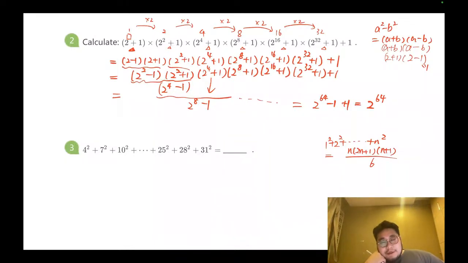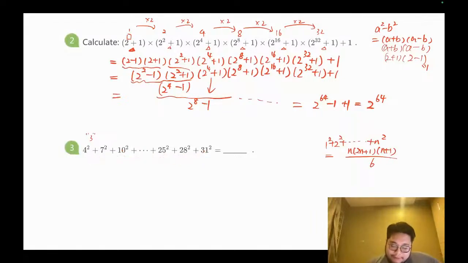But something happened. Do we have these consecutive numbers? We don't. So what are the numbers? 4, 7, 10, and continue to 25, 28, and 31. Once you look at this kind of sequence, of course, this is an arithmetic sequence, and the common difference is 3.